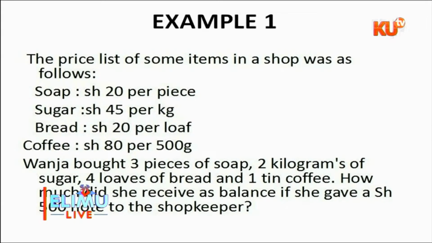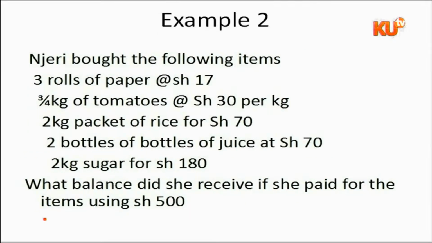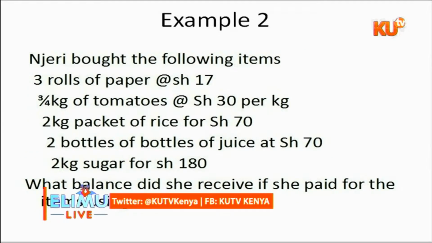In example 2, you're told Jerry bought the following items: 3 rolls of paper at 17 shillings per roll, 3/4 kgs of tomatoes at 30 shillings per kg, a 2 kgs packet of rice for 70 shillings, and 2 bottles of juice at 70 shillings, 2 kgs of sugar for 180 shillings. What balance did she receive if she paid for the items using 500 shillings?